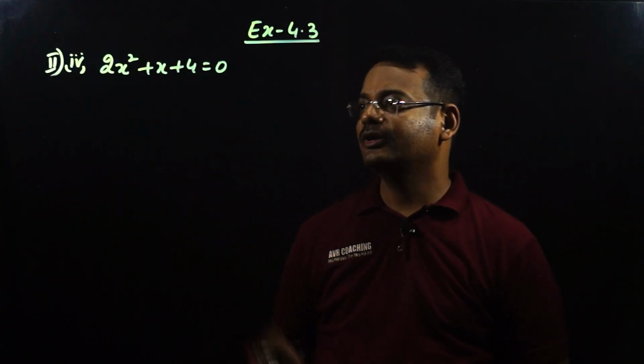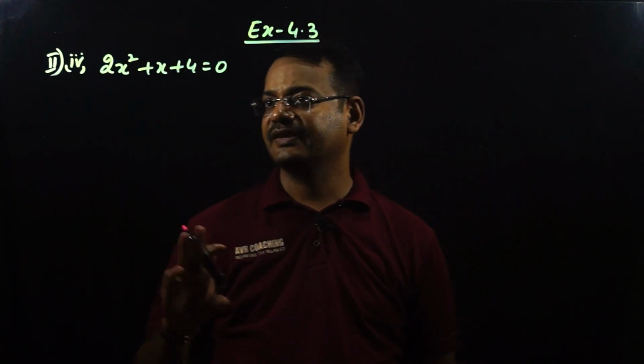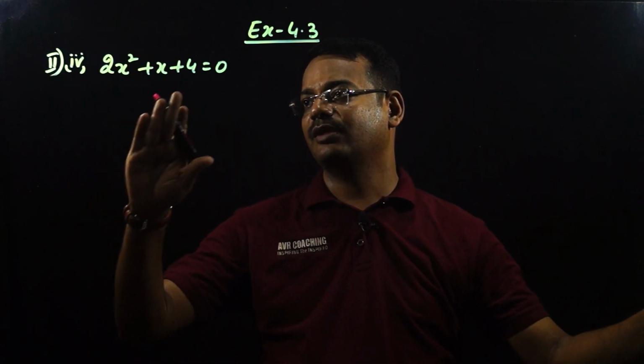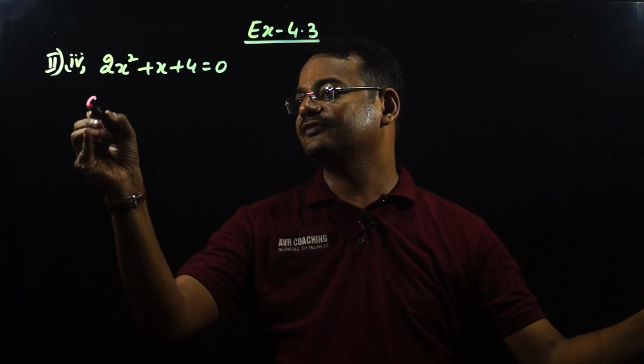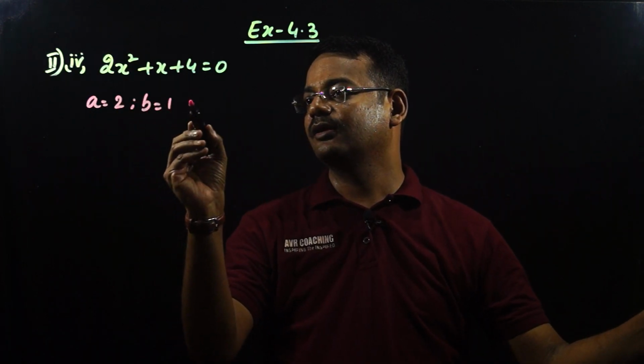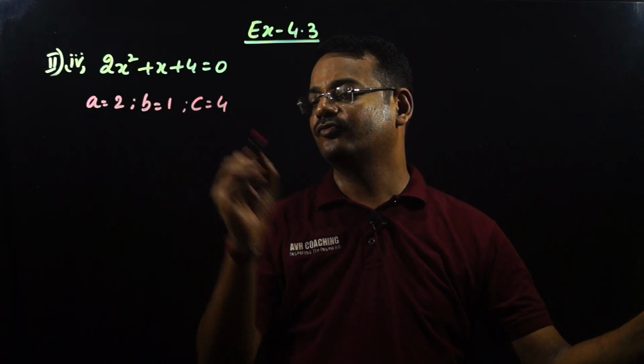Done. Fourth bit, 2x square plus x plus 4. When we compare this equation to ax square plus bx plus c, a is equal to 2, b equals 1 and c equals 4.